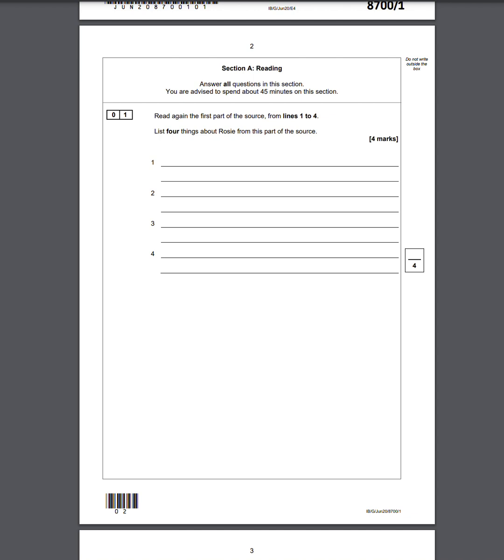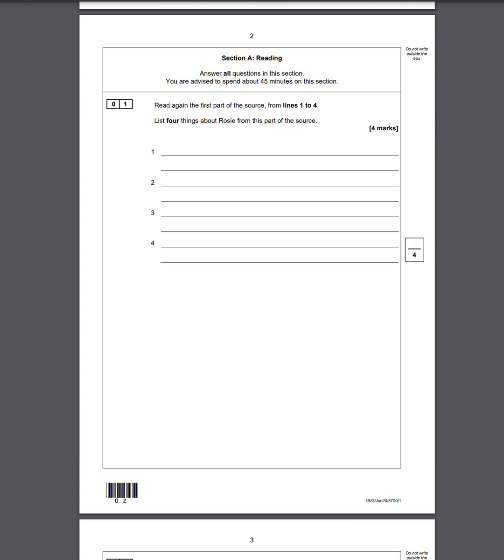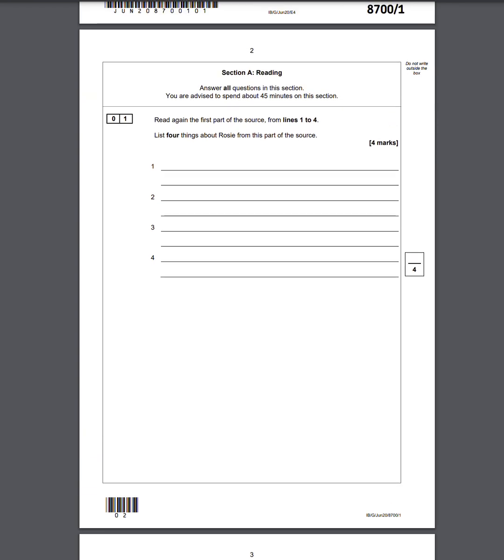Other than that, it's a fairly simple question to get your thought process going, to get you understanding what's going on in this extract. Okay? You should spend roughly 8 minutes to read and answer question 1 there.